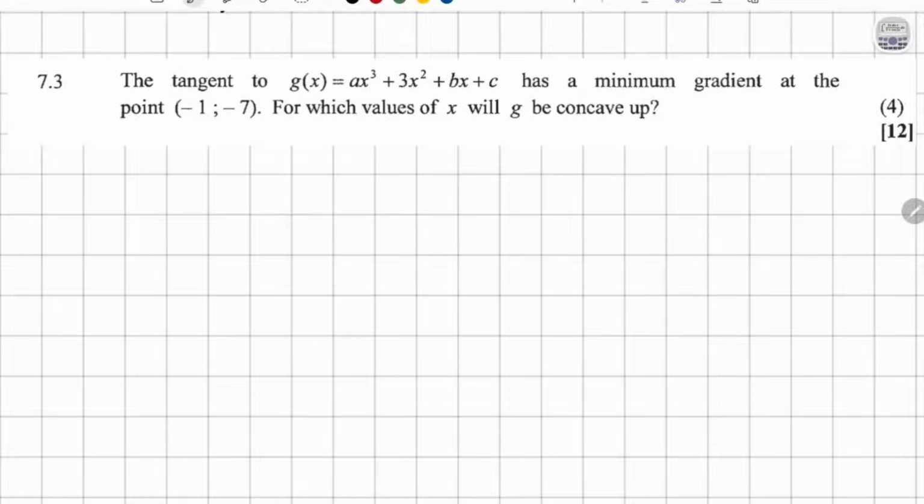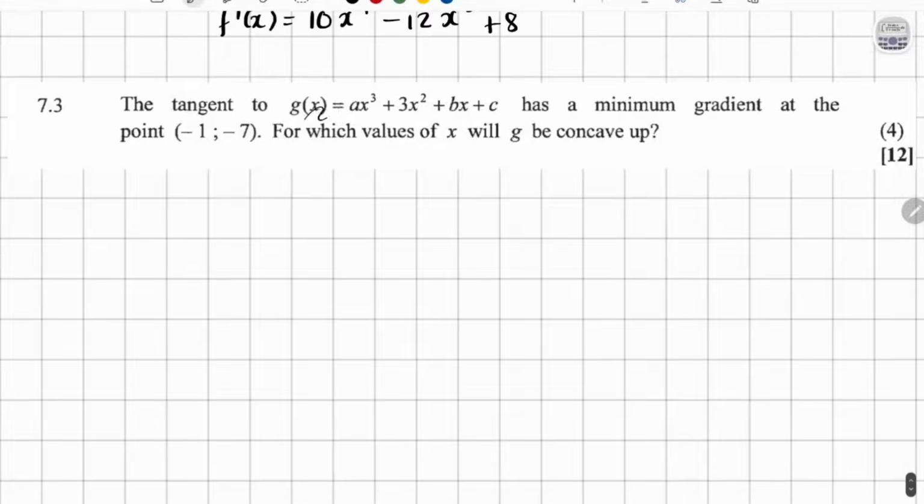Okay, question 7.3 says, the tangent to g of x is equal to ax cubed plus 3x squared plus bx plus c has a minimum gradient at the point (-1; -7). For which values of x will g be concave up? Okay, so we're trying to find out the concavity of this function. Okay, so let's look at the information they've given us. Well, they told us that the tangent to a function has a minimum gradient at this point. And in this function that they give us, a, b, and c is missing. That's a lot of things that are missing.